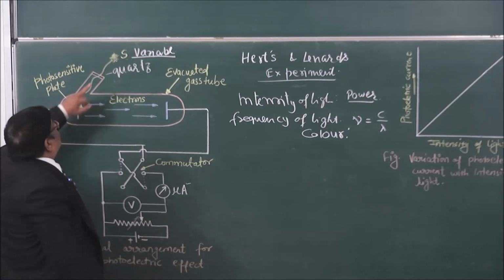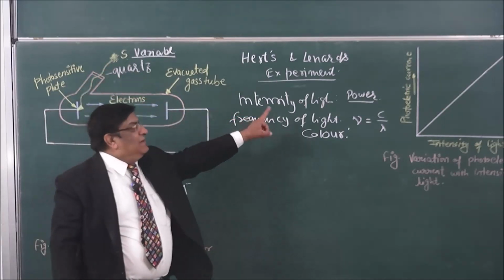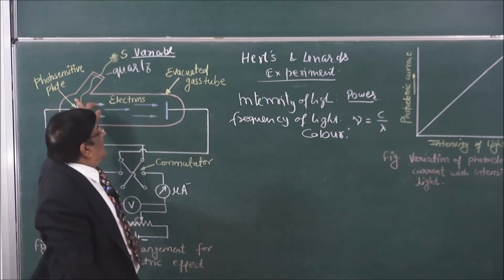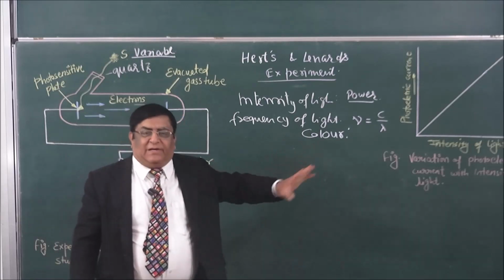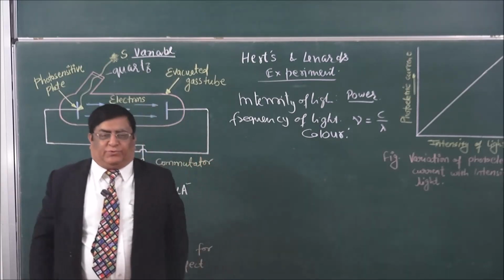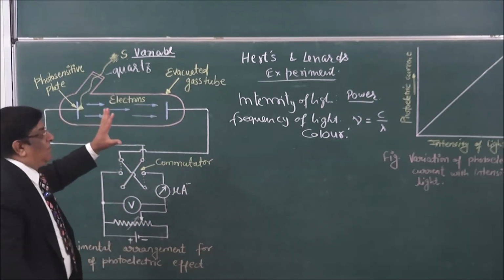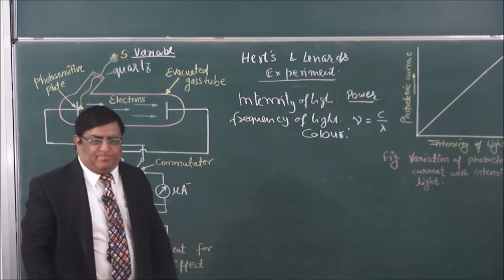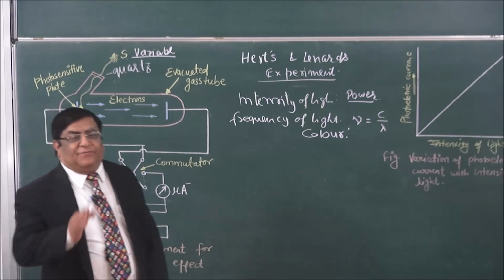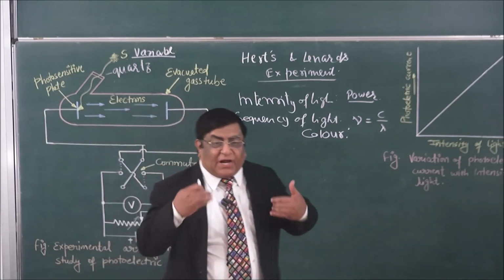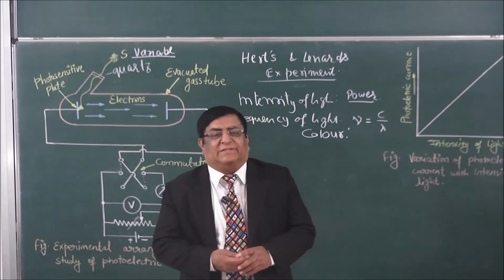If I want, I can change the intensity of light. If I want, I can change the frequency of light. If I want, I can change both. Okay, so this is our arrangement, and now we start the experiment. We will see the different results and we will try to make out why each result has come.